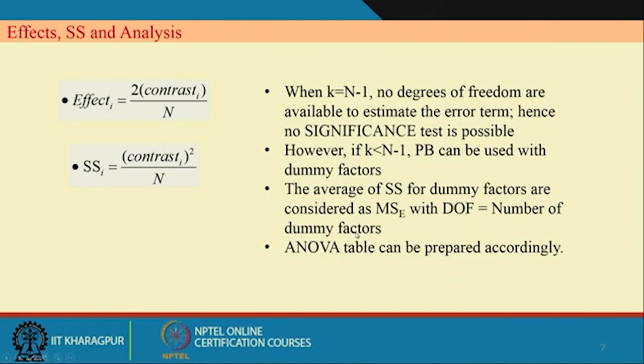I will give you one example later on. Once the dummy factors are known, find out the sum of squares for the dummy factors. The sum or average of the sum of squares of the dummy factors will be the mean square error, and the degrees of freedom will be the number of dummy factors. Then you have the main effect estimates plus the error estimates, so you are in a position to develop the ANOVA table and find out the significance.